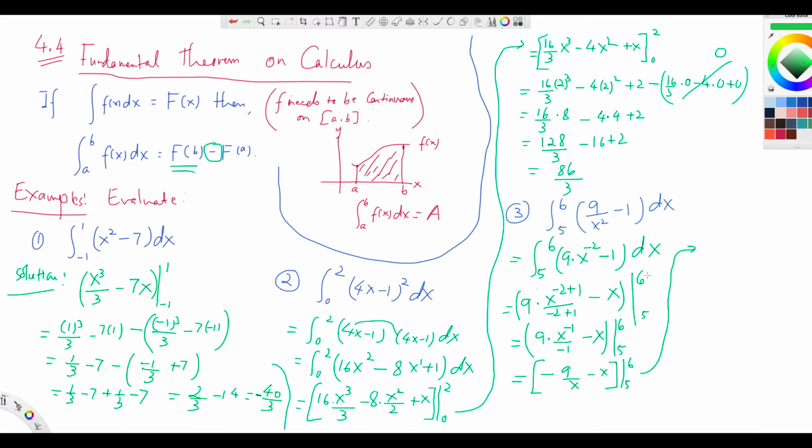What you get there is, plug in 6. You get negative 9 over 6 minus 6. I plug in 6 to both of those x, right? And then do minus, I need the parenthesis, plug in 5. Negative 9 over 5 minus 5, right? I'm plugging in 5 next. Okay. So what do you get? Basically, just simplify that. Negative 9 over 6 minus 6 plus 9 over 5 plus 5, because I'm distributing this negative sign to all of those. So if you simplify, you'll get negative 7 over 10. All right?